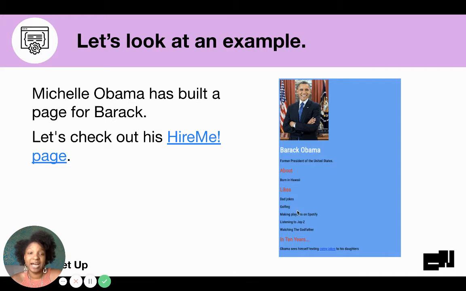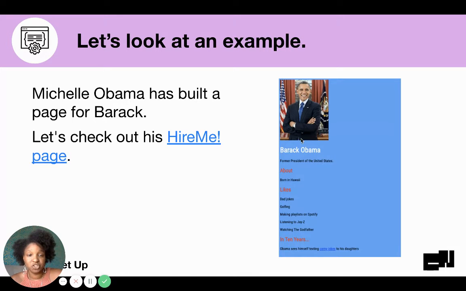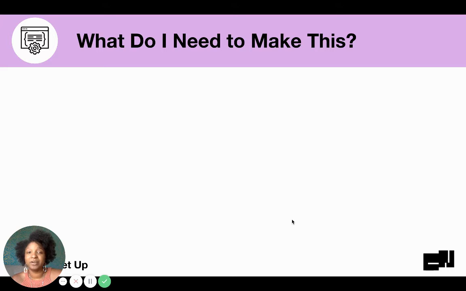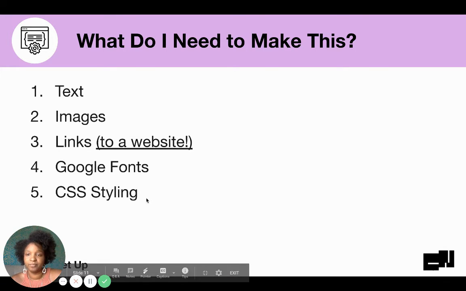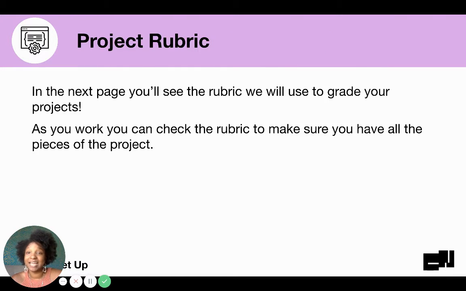But here's an example of a HireMe profile right here. So we have this image. We have Barack Obama, the name, his title, about where he was born, different likes, and we even have a link here. As you can tell, there are different fonts, there are different colors, and there's even a background image. So here's what you need to make this happen. You need text, you need an image, you need links, you need it to be linked to a website. You need Google Fonts for different styling fonts and CSS styling.